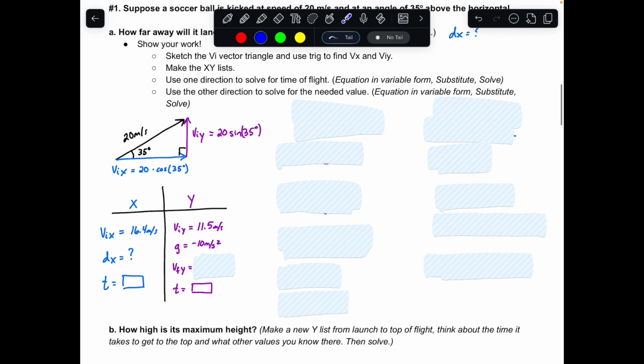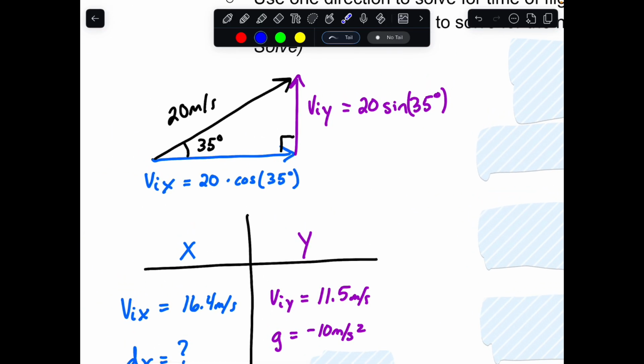I made my triangle down here. And I even put in the fact that my components in x can be resolved or found by using sine, cosine, and tangent. So I'm going to take 20, which is the hypotenuse, times the cosine of 35 degrees. That gives me 16.4 meters per second for the x initial velocity. For the y initial velocity, I'm going to do 20 times the sine of 35, and that gives me about 11.5 for my initial velocity in y. Once I have these values, I don't need the 20 anymore because I've replaced it with its value in x and its value in y.